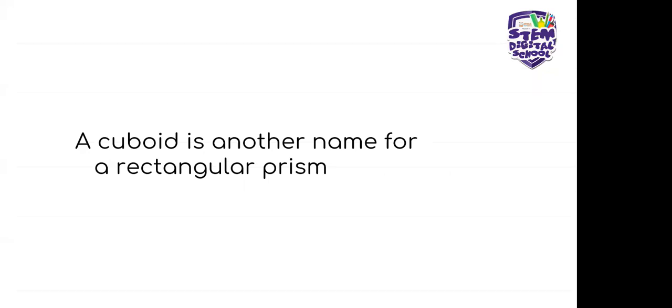But equally, a cuboid is just another name for a rectangular prism. By now, we have spoken at length about a rectangular prism, and a cuboid is just another name for it. So that is something that you need to remember. When we talk about a cuboid and a rectangular prism, we are talking about one and the same 3D object.